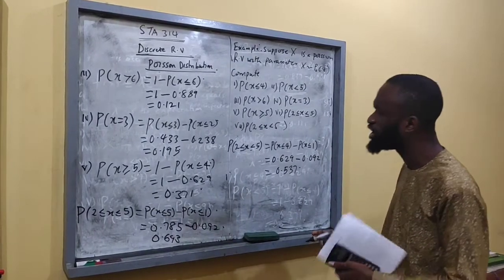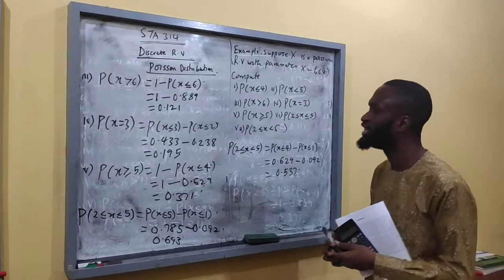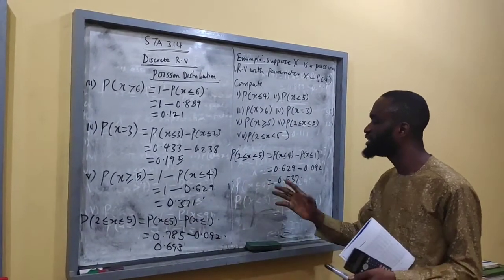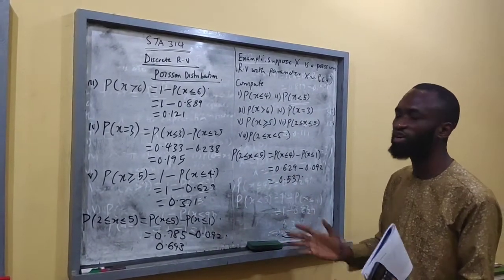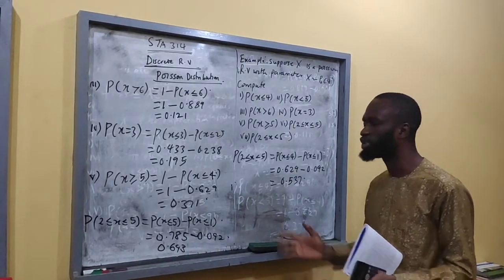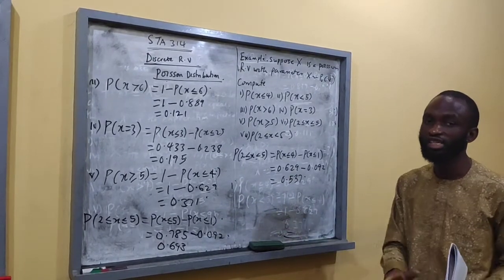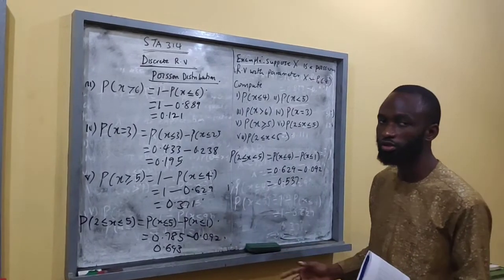Let us look at it. Just make sure you understand how the cumulative probability changes. It is very, very important. If you familiarize yourself with it, then it's going to be very easy for you. Just make sure you get that.